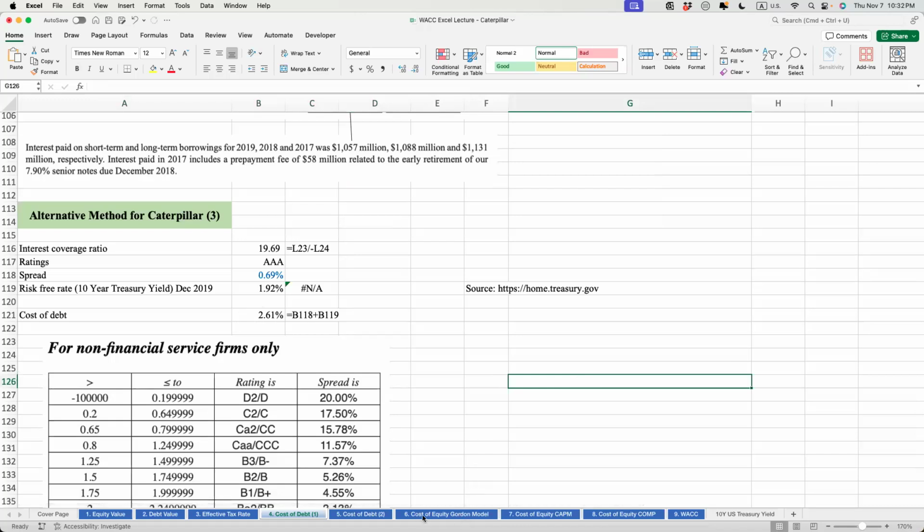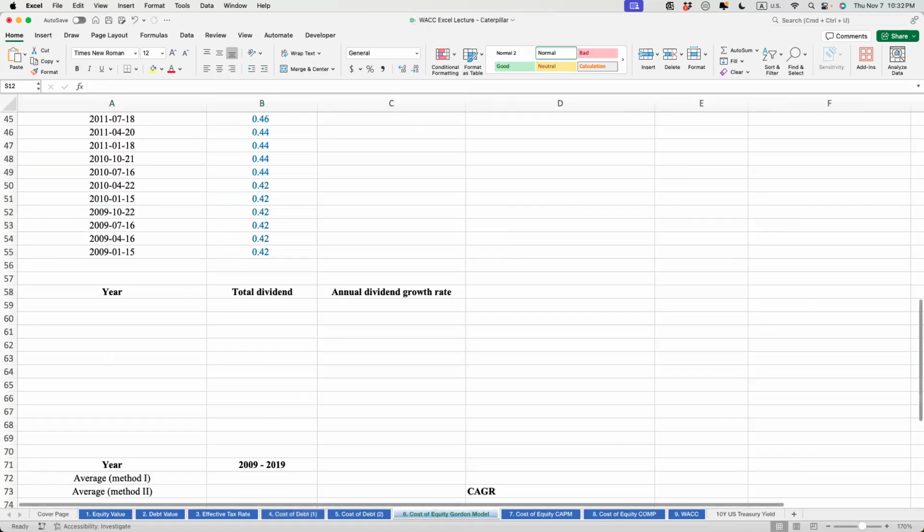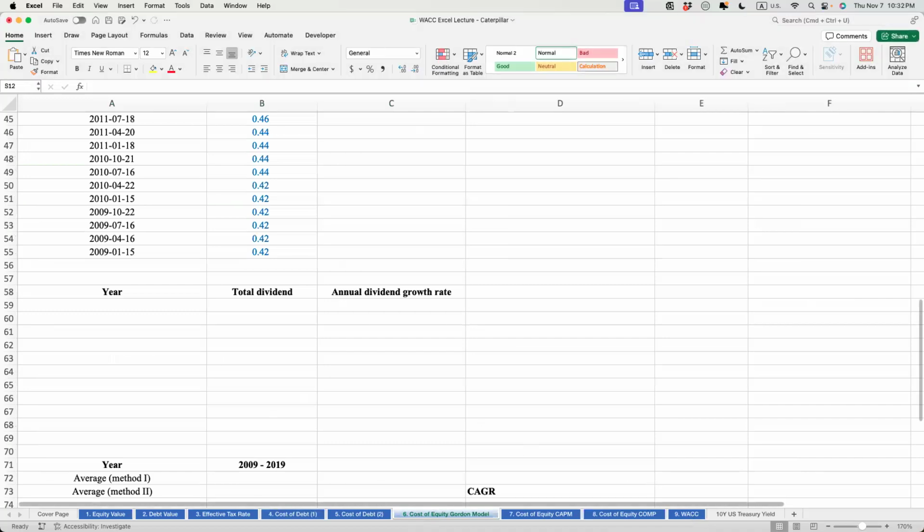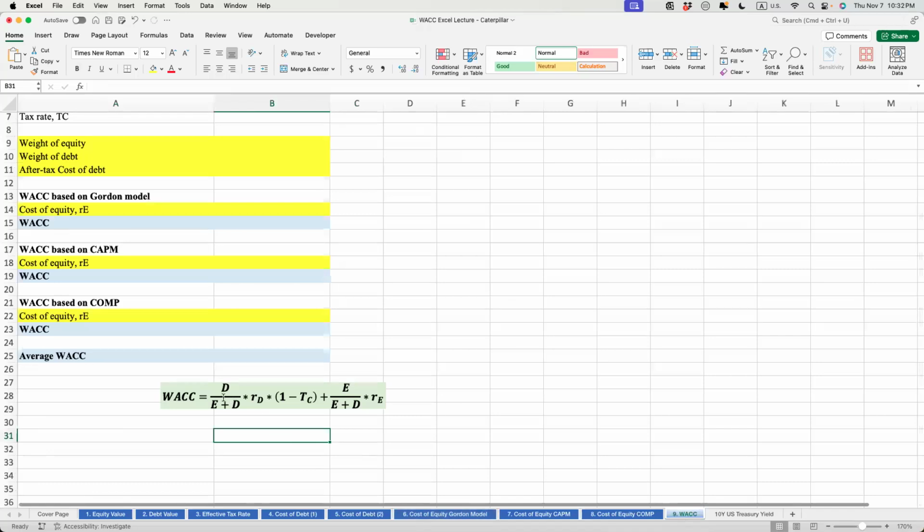And then we're moving to tab number 6. We're going to start moving to, technically speaking, the last items in your WACC calculation. So in the WACC calculation, so far we have talked about debt value and equity value. You learned various methods to calculate the cost of debt.